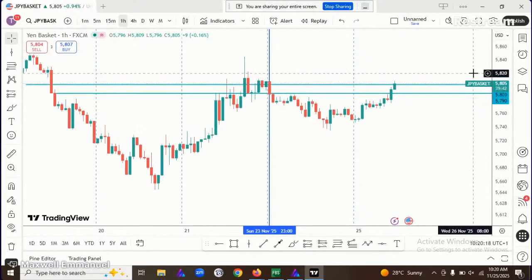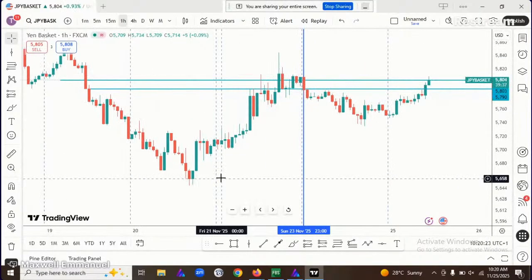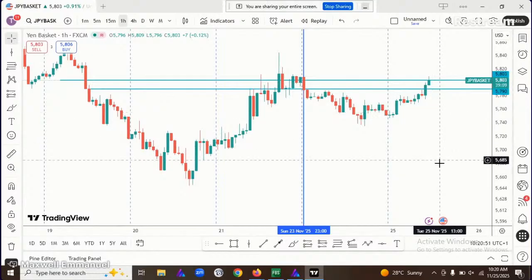So what you need to look out for is a bearish reversal pattern on yen. If one candle closes below this fair value gap, you should sell yen. You should sell yen if a 1 hour candle closes below this fair value gap. This is the low of the fair value gap. Wait for a 1 hour candle to close below this level before you consider selling.